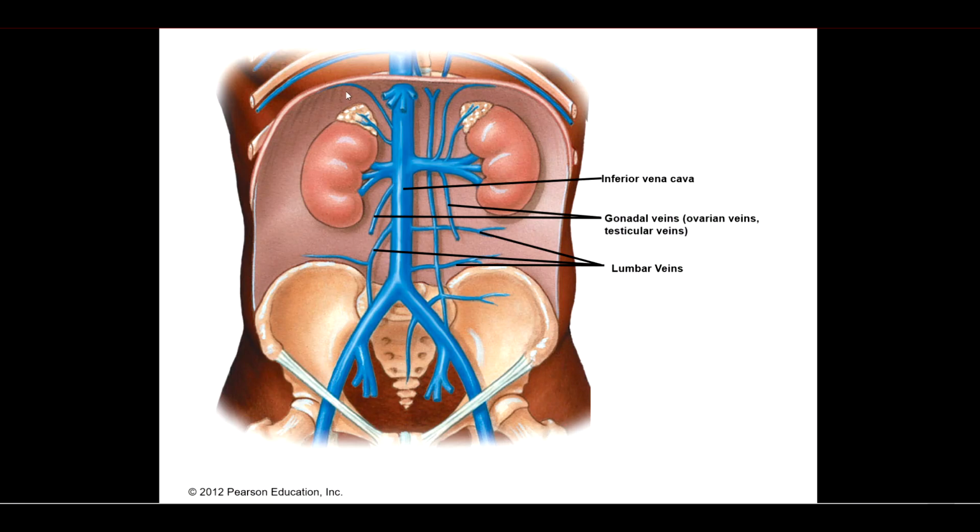Here's another one. The inferior phrenic vein on the right goes right into the inferior vena cava. The inferior phrenic vein on the left also goes into the left renal vein over here. All right, so the left side on these blood vessels is a little bit different than the right side.